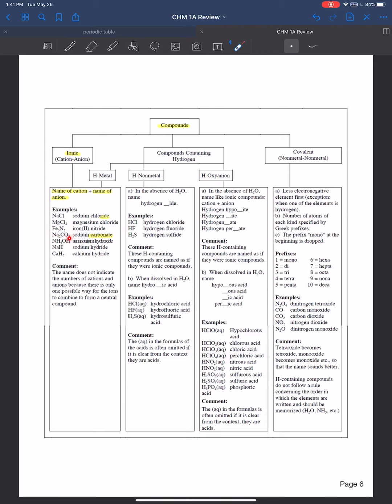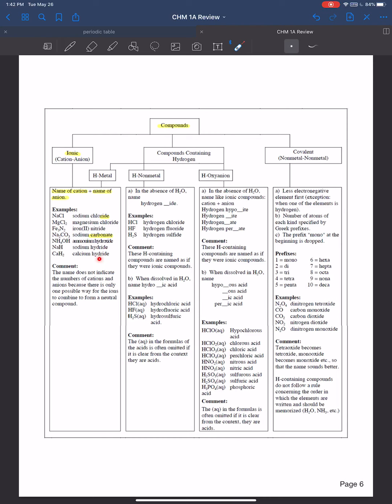In this example here, we have sodium, full name, and then CO3 2 minus is a polyatomic ion. Its name is carbonate, so you don't change the name. You just use the name as written. Here we have ammonium hydroxide, the 2 polyatomic ions. Here is sodium hydride. This is a hydrogen with a -1 formal charge.